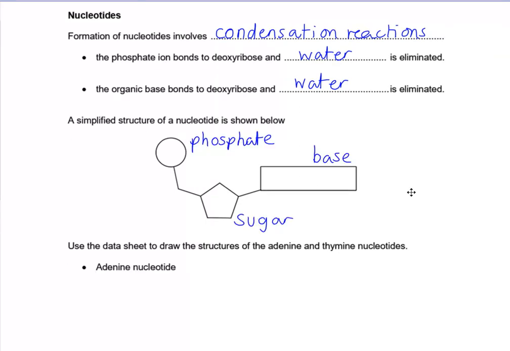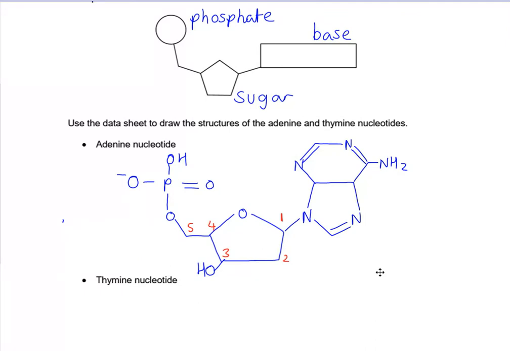The diagram shows a simplified structure of the nucleotide. The phosphate is bonded to the sugar, which in turn is bonded to the base. The diagram shows the structure of the adenine nucleotide. The phosphate group is linked to the sugar via the carbon at position 5 on the diagram, and the base is linked to the sugar via the carbon at position 1.